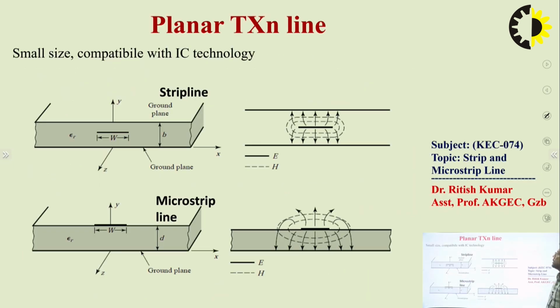Now the transmission line. The planar transmission line, of which the microstrip line is a part, is useful for having a small size and compatibility with IC technology. Here we can see two kinds of transmission line. The first one is the strip line and the second one is the microstrip line.